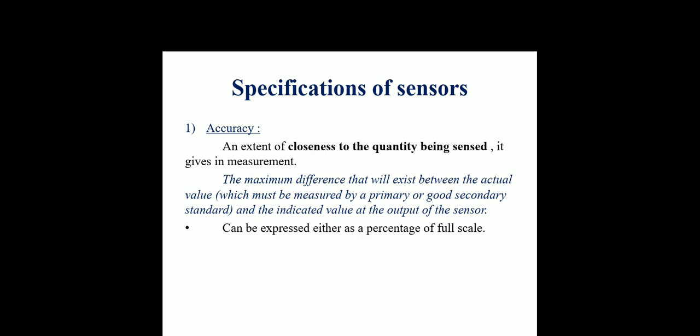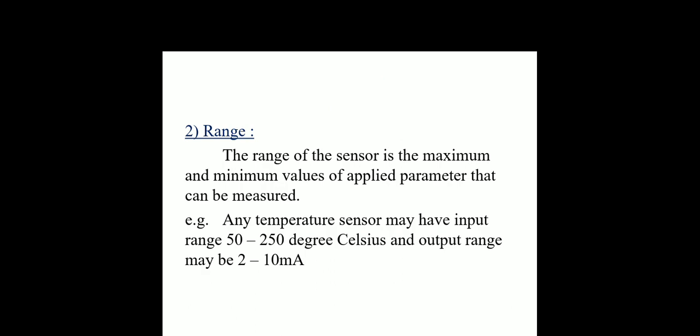The next parameter is range. It is nothing but the range of maximum and minimum values of the applied parameter at the sensor's output. For example, if a temperature sensor has a temperature input between 50 degrees Celsius and 250 degrees Celsius, its output range may be 2 to 10 milliampere.